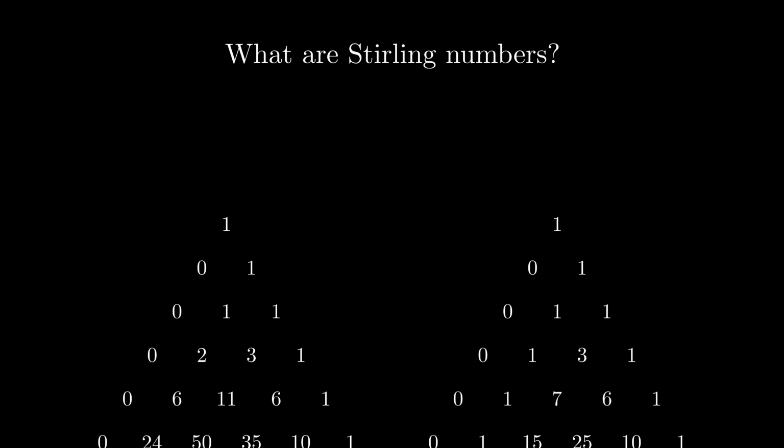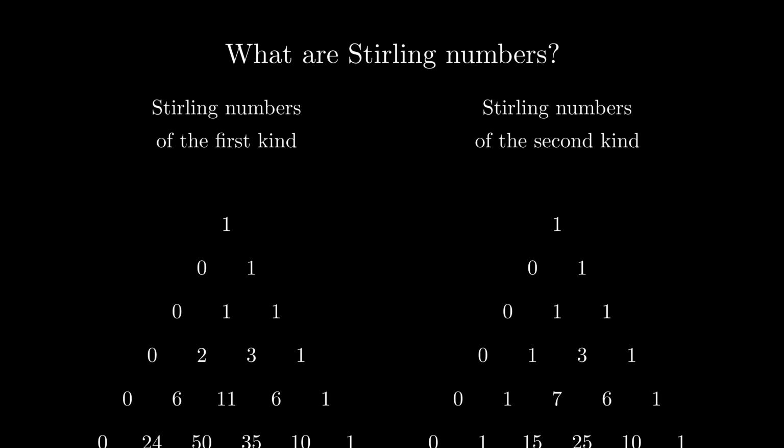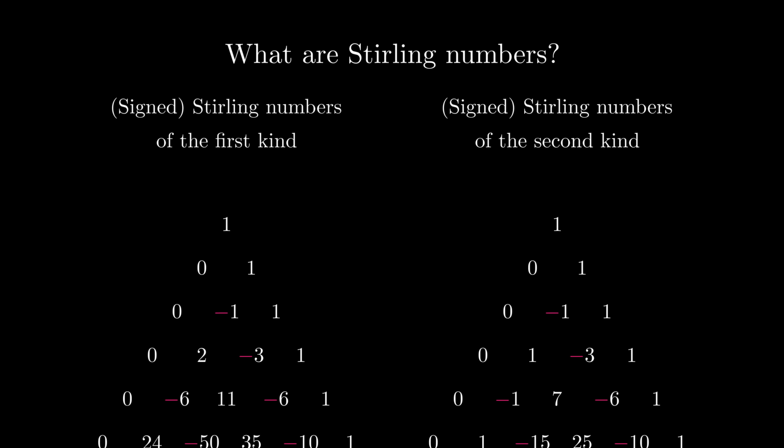In this video, I hope to illustrate a beautiful example of a pair relationship in math, involving the Stirling numbers. Stirling numbers are basically these two-dimensional tables of integers that extend downwards infinitely. We typically use n to refer to the row number and k for the column number. They come in two kinds: Stirling numbers of the first kind and Stirling numbers of the second kind. They can either be unsigned or signed, where every other diagonal is flipped negative.